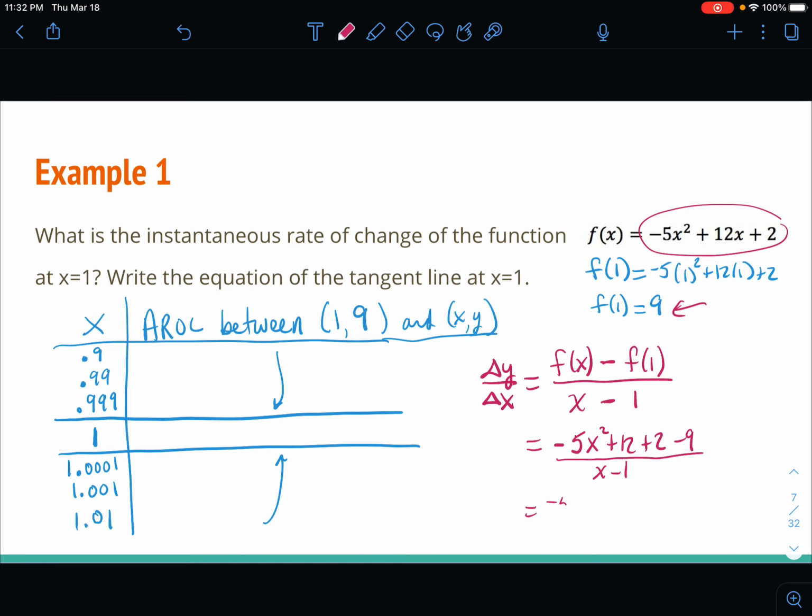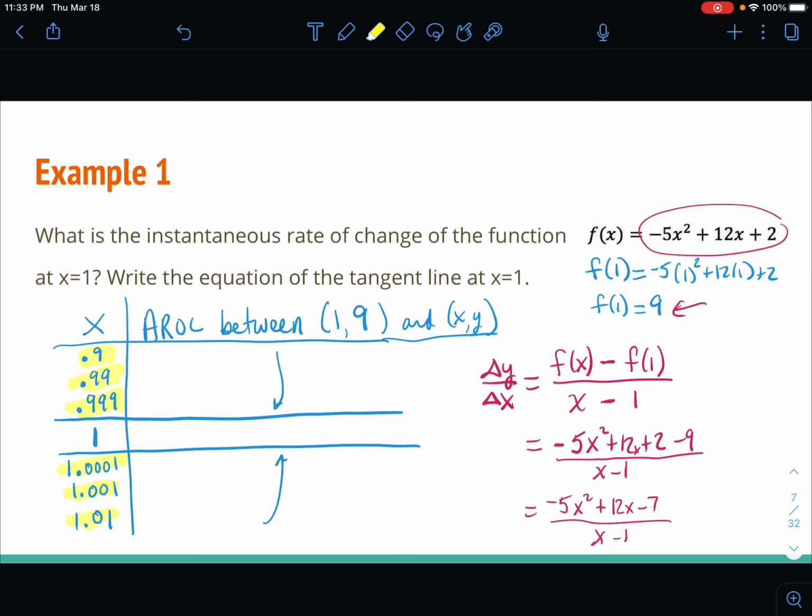And I'm going to clean it up just one more little bit here at the end. Oops, I forgot the x. Plus 12x minus 7, then x minus 1. So this is our little formula, which is just our average rate of change, nothing fancy here. And what we're going to do is plug in all these different inputs, and we're going to see what happens.